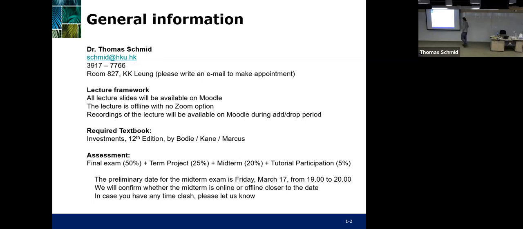So what is the framework? The lecture slides will be on Moodle. I will try to upload them by the middle of the week, so you have some time to look at them before the lecture. The lecture will be purely offline, so there will be no live Zoom session. But I will add the recordings of the lecture on Moodle during the first weeks of the semester, during the add-drop period, but most likely afterwards we will stop that. So it's a purely offline lecture.